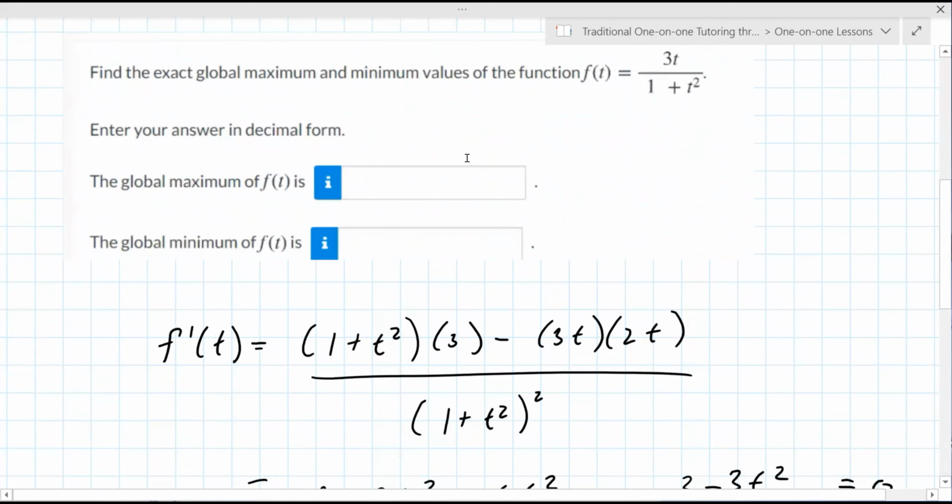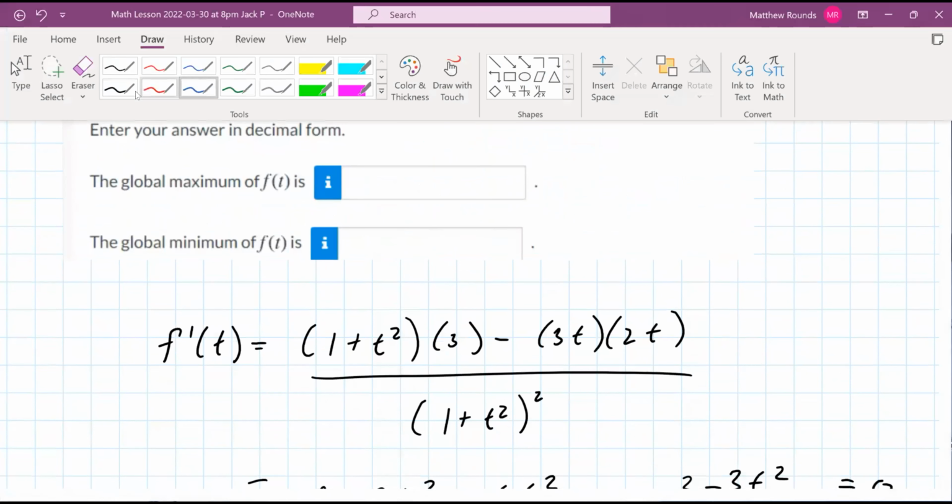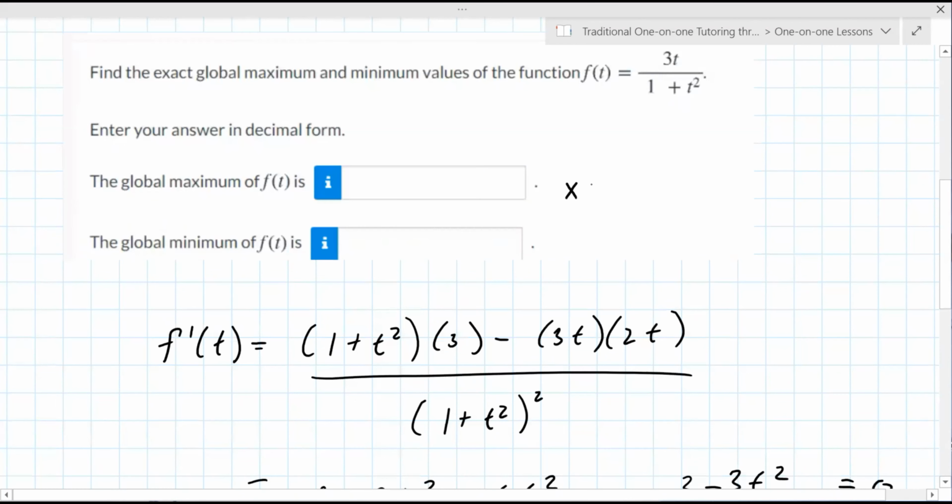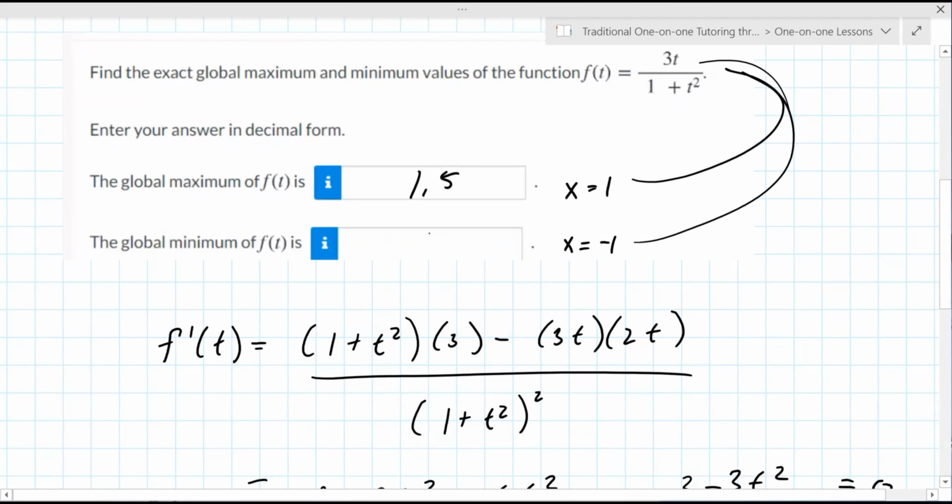No, and see, that's the mistake here. I mean, the max is at x = 1, and the min is at x = -1. You have to put that back into the function. Oh, okay. So when you throw it back in, this ends up being 1.5 and -1.5. It's rare that they're actually just opposites of each other. Usually it's much different.